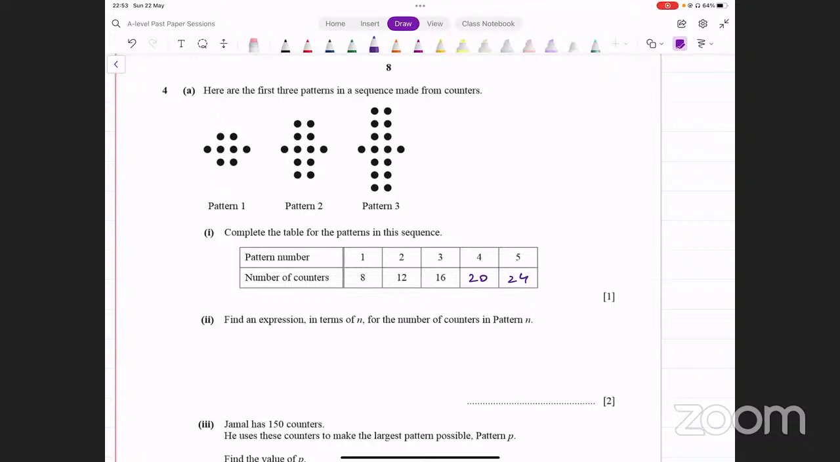Now it says find an expression in terms of n for the number of counters in pattern n. You have to find the formula for the nth term here. Now you see it's a linear sequence because the difference is constant.